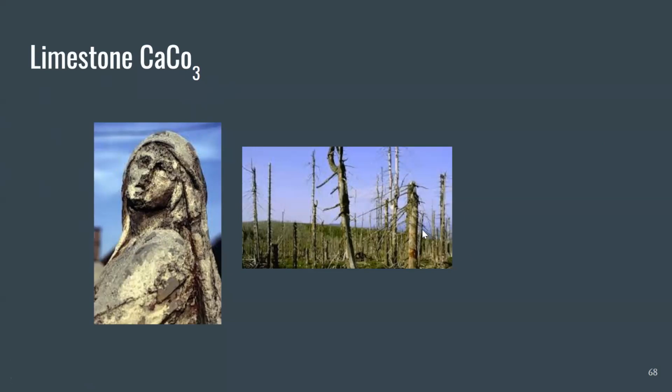On the right, we have a picture of a forest, and we can see that the leaves and the branches are destroyed because of the acid rain destroying the minerals in the ground. And that is the end of the video.